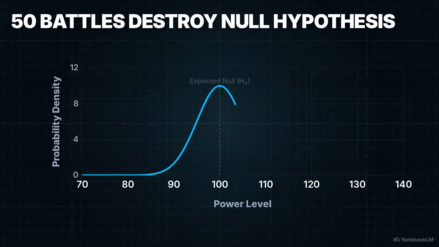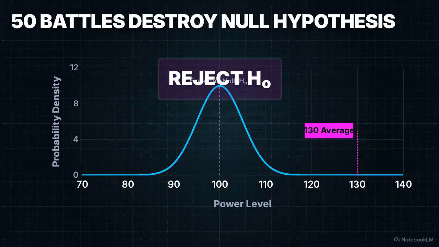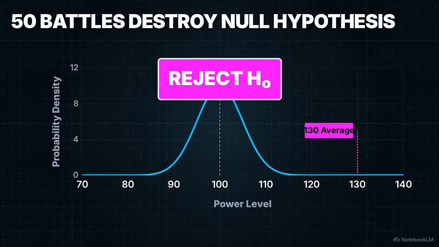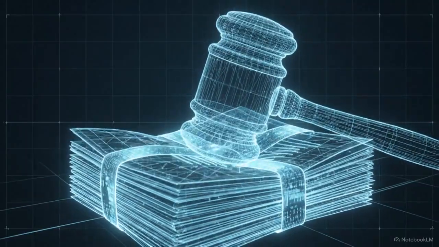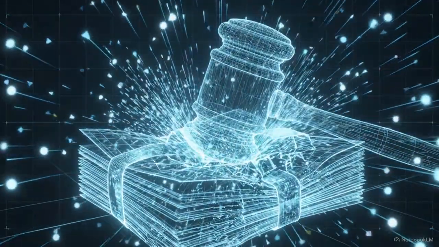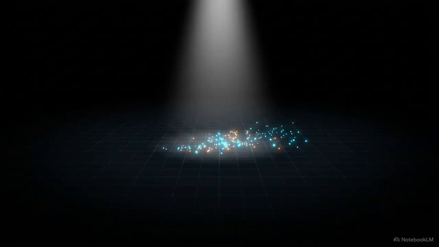Now look at this new curve. What if we force Kaido to win 50 battles, and he averaged a massive 130? That shrinks the p-value to near zero. It completely breaks the status quo model, destroying the null hypothesis. To meet the burden of proof, your sample data has to be so extreme that it becomes mathematically improbable under the default assumptions.